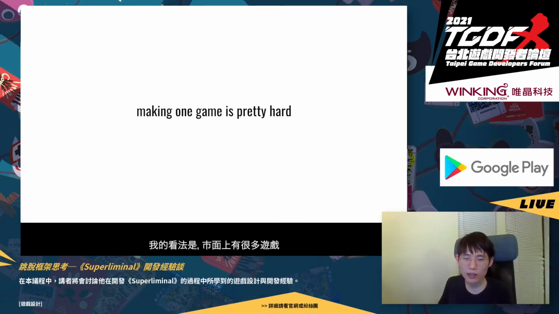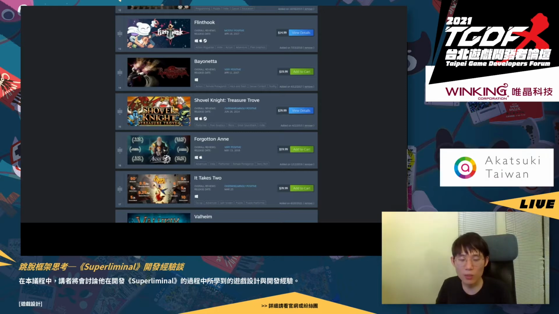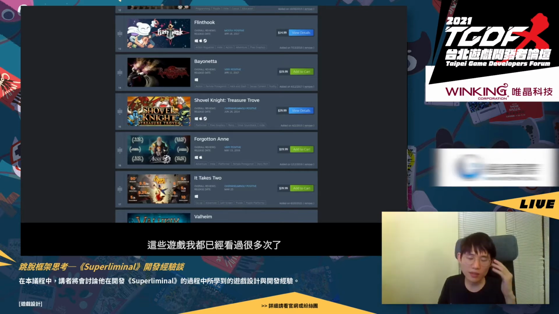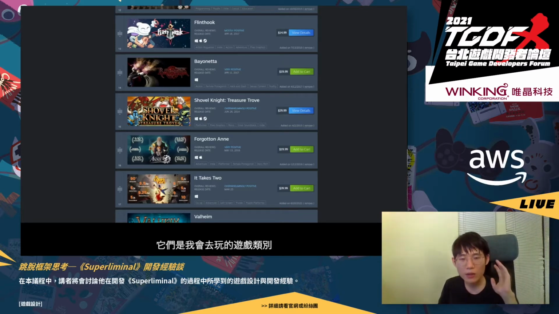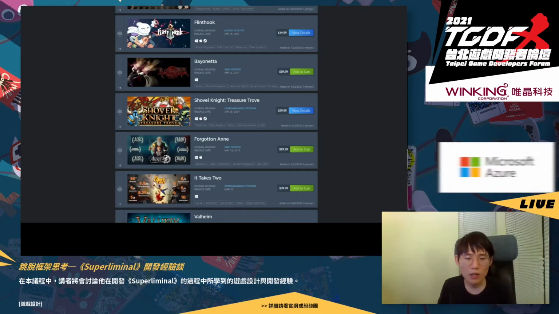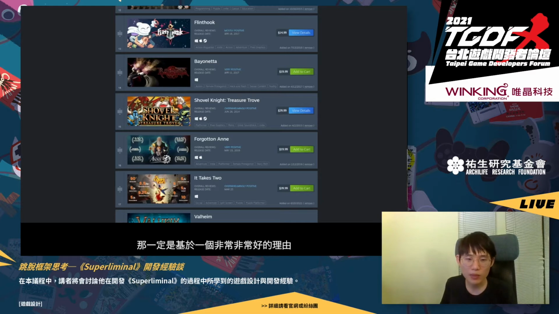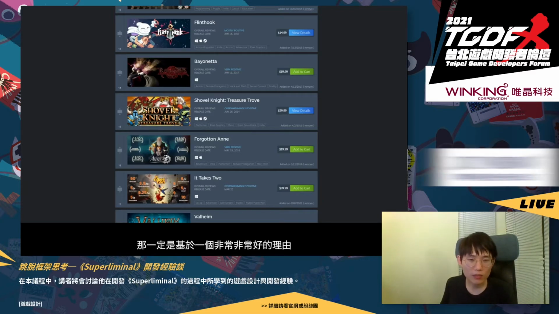The way I see it is that there are so many games out there, and so many games that I've seen and that I thought were interesting, but I've never bought. And this is, for example, my Steam wish list. All these games I've seen multiple times, and they're in categories that I do play, but for some reason I never bought them. And I kind of apply that to other people as well. So I know that for someone to buy my game, there has to be an extremely good reason.